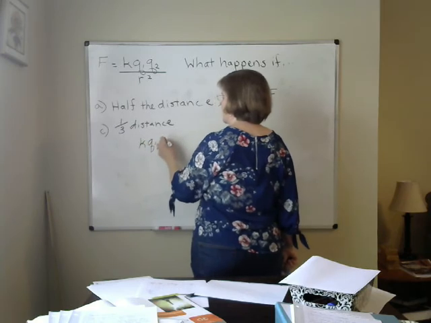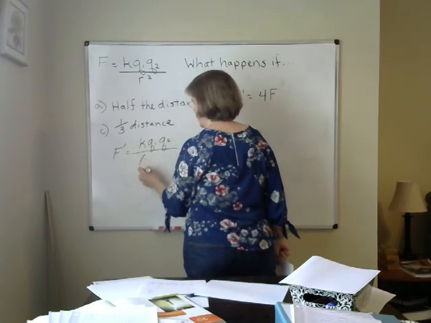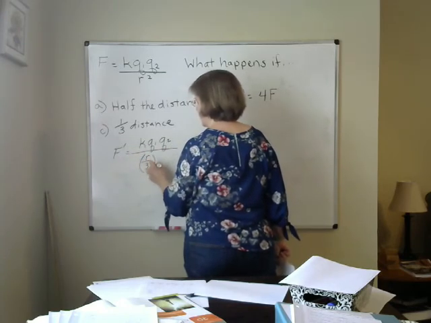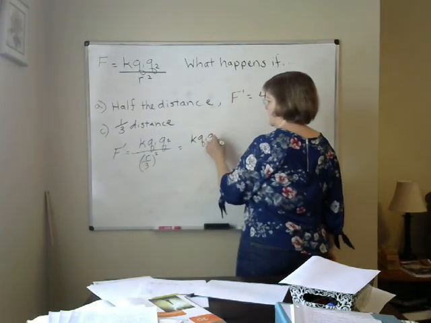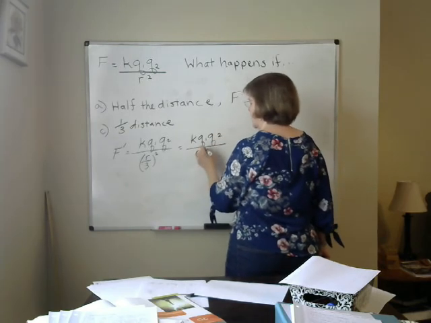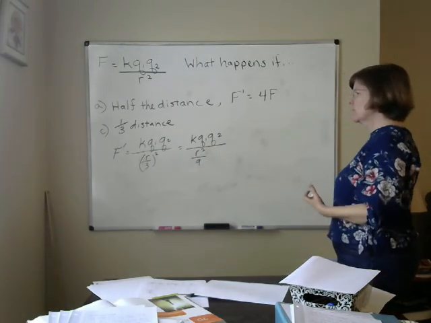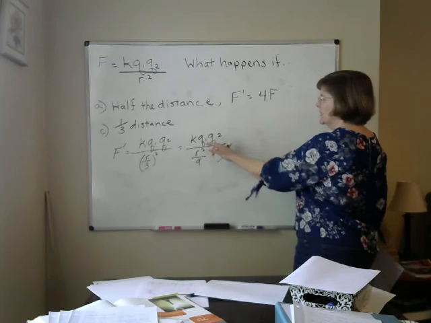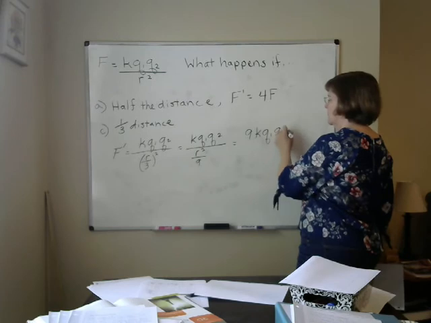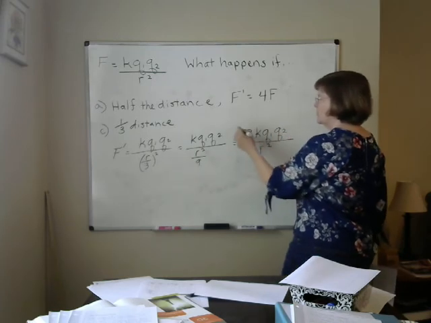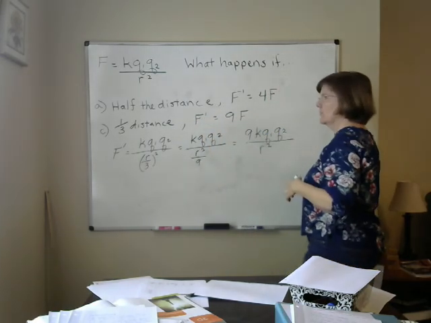K, Q1, Q2, this is our new force. This will be R over 3 squared. That's going to be R squared over 9. R over 3 times R over 3 is R squared over 9. When we flip this to multiply, this becomes 9K Q1 Q2 over R squared, which means our new force is 9 times the original force.